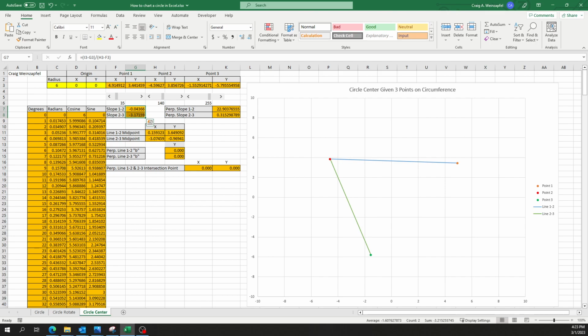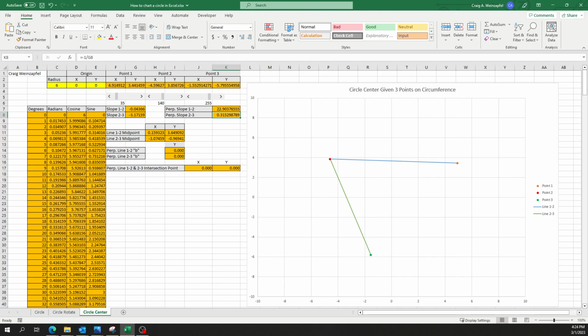of each of these lines, which the first one is almost 0, it's negative 0.04, it's going slightly downhill. Line 2, 3 is going much more steeply downhill, negative 3.17. So the perpendicular slope is going to be the negative reciprocal of those slopes. So the perpendicular line is very steep in comparison to line 1, 2. It's a slope of 22.9. You'll see where I did negative 1 divided by my original slope. I did the same for line 2, 3, and I get a perpendicular slope of 0.315.